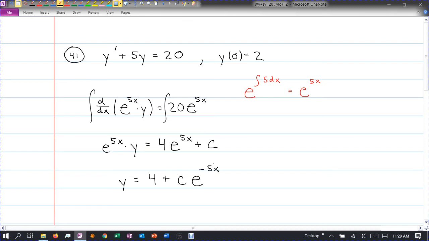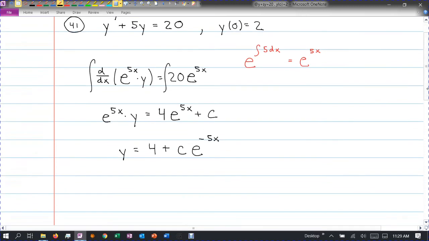But now what we want to do is use this initial condition. We know that this function contains a constant, and we want to determine what that constant is in order to satisfy y of 0 equals 2. So we're really looking at this y as being a function of x. What we want is, when we plug 0 in, that spits out 2. So when we replace x with 0, we should get 2 out.